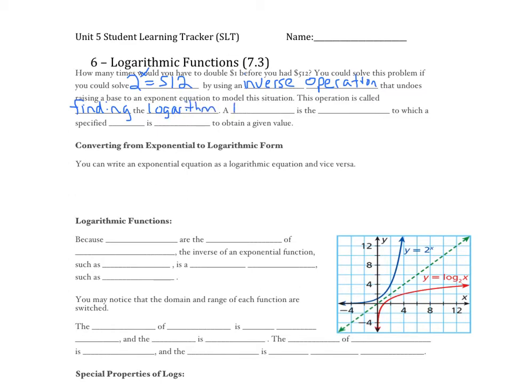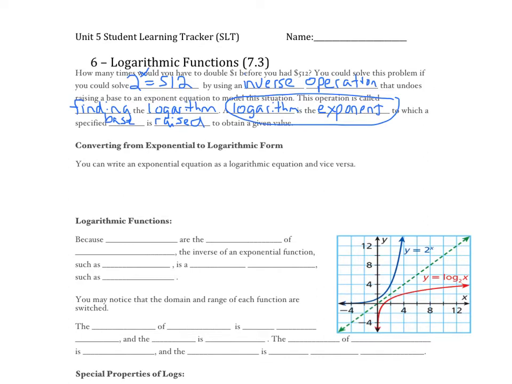A logarithm is the exponent. And that's the most important part you have to remember, is that the logarithm is the exponent. So anything having to do with an exponent, we can use for logarithms. So it is, a logarithm is the exponent to which a specified base is raised to obtain a given value.